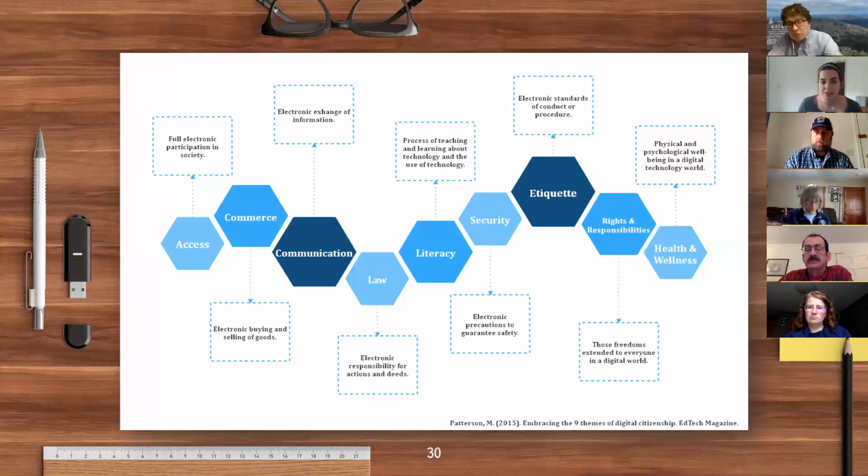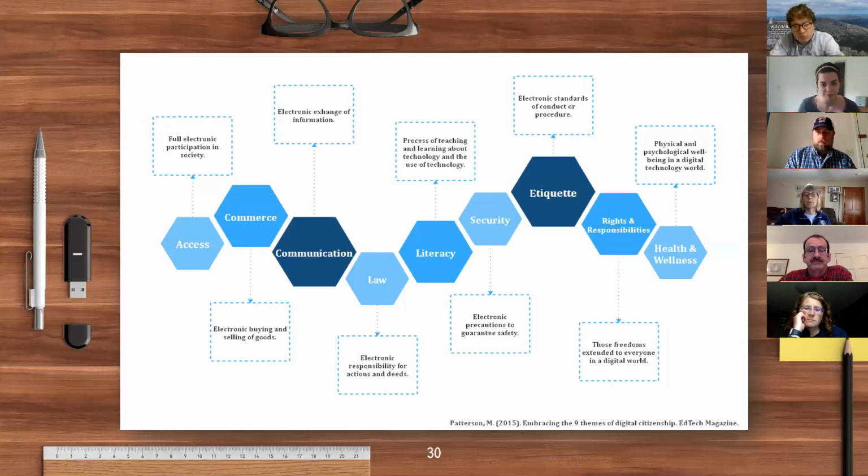Going back to digital literacy, the process of teaching and learning about technology and the use of technology. Can students use computers? Do they know why and how a computer works, at least with a basic understanding? Do they know how to find resources that are reliable? Those kinds of things really play into that. And digital literacy, I really think, could be its whole own session, so I'm not going to dig too deeply into that, but we might do a follow-up on that at some other point.